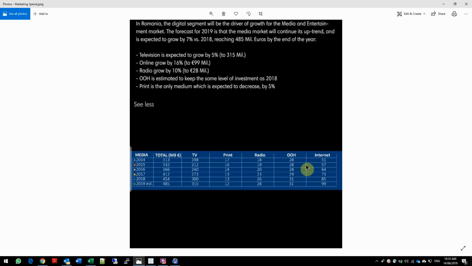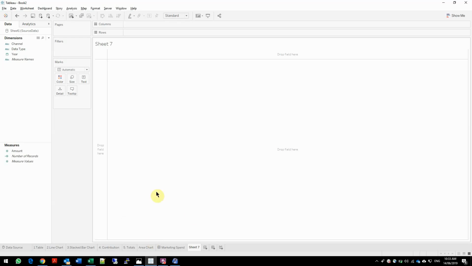However, the way that the data is displayed is very uncomfortable to me because I have to do a lot of mental calculations in order to understand the evolution of a specific channel, like, for example, the contribution of a specific channel in the overall market spend for that specific year. It's very difficult for me to do it like that, so let's see how we can do it more visually.